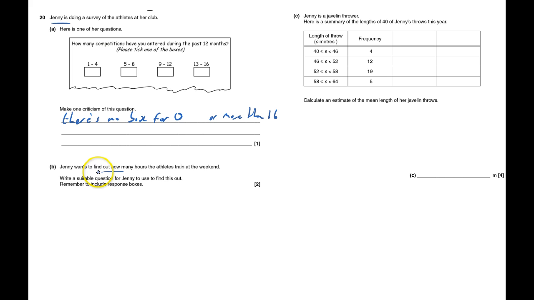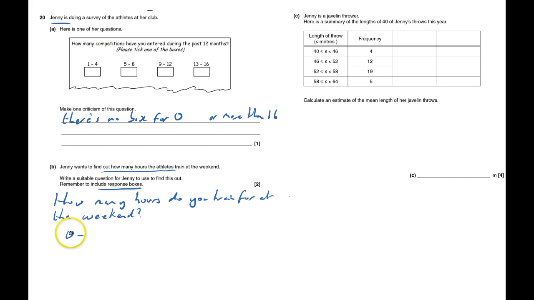Jenny wants to find out how many hours the athletes train at the weekend. Well, you might ask, how many hours do they train for at the weekends? And then you've got to include the response boxes. So you could have, for example, 0 to 3, 4 to 6, 7 to 9, and then over 9. You really need to have at least 4 response boxes, and you must include 0 and a nice big total.